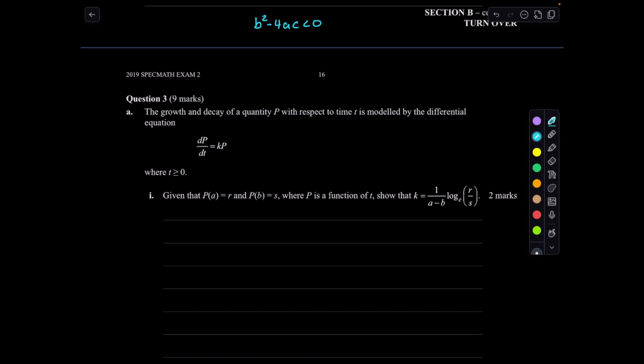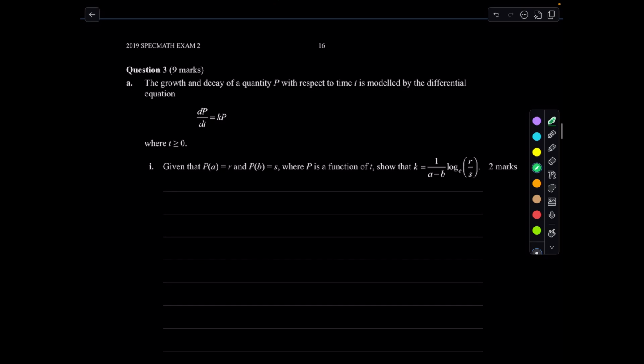Let's have a try at this question over here. It says the growth and decay of quantity P with respect to time is modeled by this differential equation. So P is like a population or something, where t is greater than or equal to 0. Given that P of a equals r and P of b equals s, where P is a function of t, show that k equals that. Okay, not too bad. So let's do it.